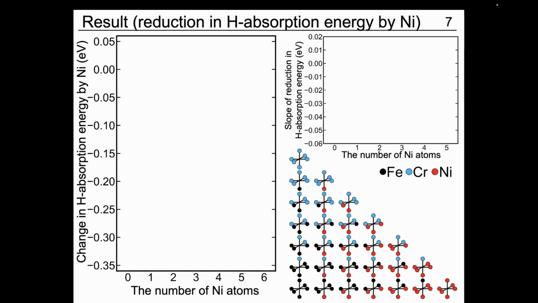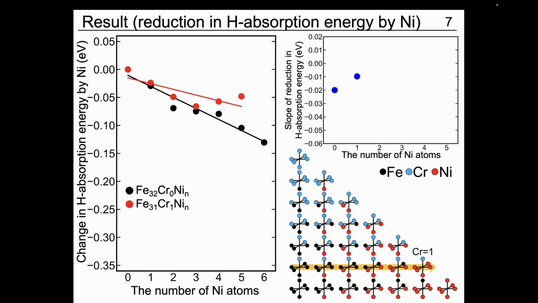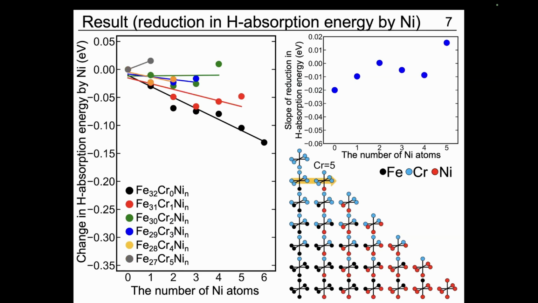And next we show the effect of the nickel atoms. This graph shows a change in hydrogen absorption energy by nickel atoms as a function of the number of nickel atoms. In binary systems, nickel decreases the hydrogen absorption energy like chromium atoms, and with an increasing number of chromium atoms, the slope became more gentle. This result indicates that the existence of chromium atoms inhibits the reduction in hydrogen absorption energy by nickel atoms.